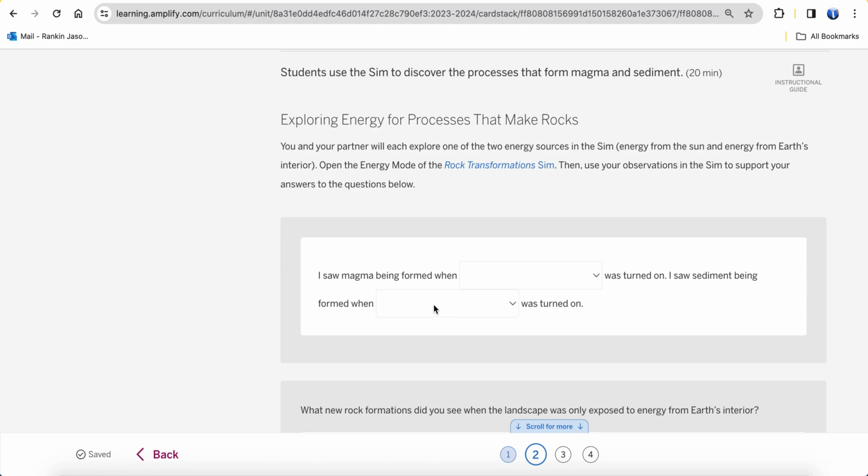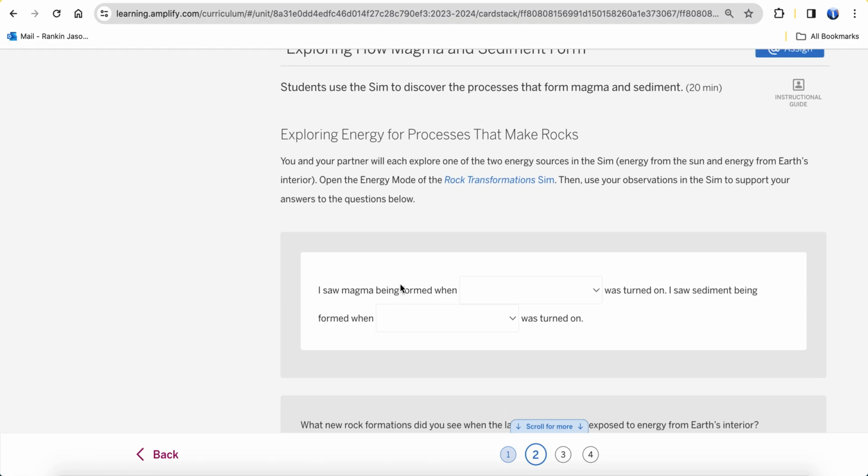Okay. So when you work on this, I saw magma being formed when? All right, so magma was formed inside the earth, right? We saw that in the mantle, and it has to be from the interior of the earth, inside the earth, all that heat energy. I saw sediment being formed when blank was turned on. Sediment was formed, we saw that flowing downhill because of the weather, and that's because of energy from the sun exposed at the surface. Sun needs to evaporate the water, and evaporation leads to water vapor in the atmosphere.